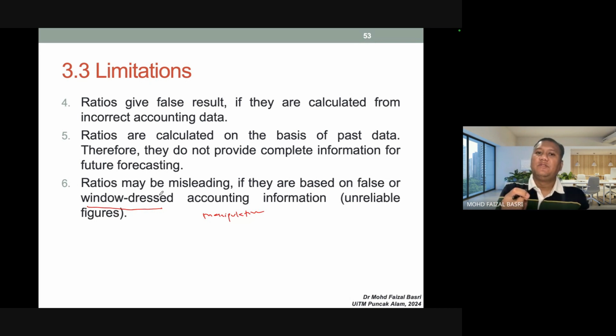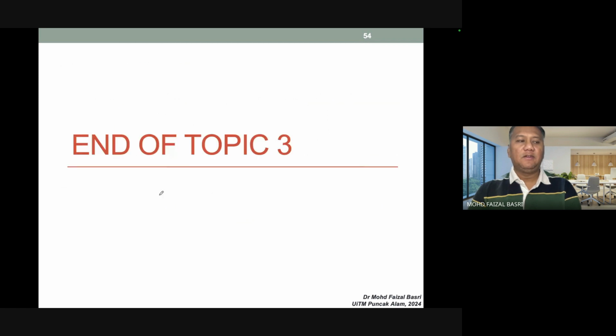Contohnya lah, one of the information yang I boleh share. So kalau dia transfer hutang syarikat ni kepada anak syarikat, so bila kita calculate contohnya the debt ratio tadi, nampak macam company ni dia punya debt ratio dia rendah. But sebenarnya kalau kita tengok hutang-hutang ni dia dah transfer kepada company-company yang lain, anak syarikat dia yang lain. So that's manipulation yang boleh berlaku lah. So it can be misleading kalau we have this information, window dress accounting information, yang dia dah transfer to other subsidiaries. Okay. So that are some limitations yang mungkin ada financial ratios have to face lah. So with that, actually the end of topic number 3.